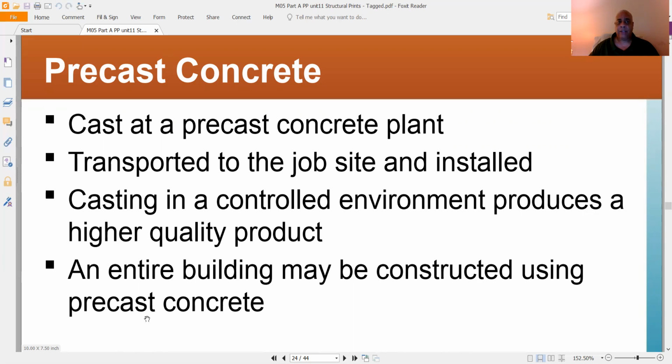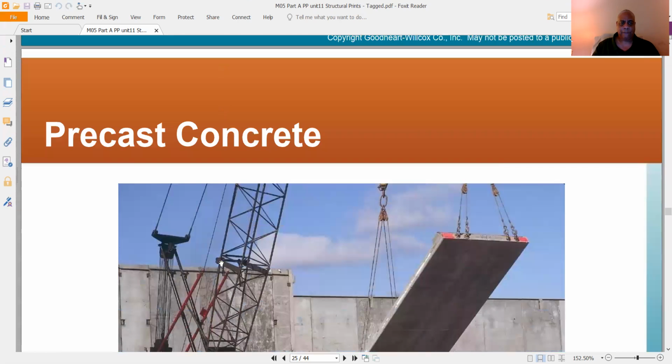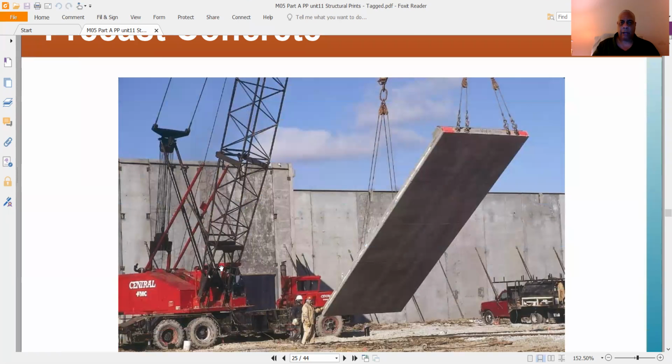Now, casting is basically done in a controlled environment because it produces a higher quality product. For DOT, you have inspectors there to make sure that they're putting the proper stamp on it and it's meeting specifications. So some buildings can be constructed using precast concrete. Again, this is precast concrete. This is a warehouse. Now you can actually form up one of these panels. It's called tilt-up construction.